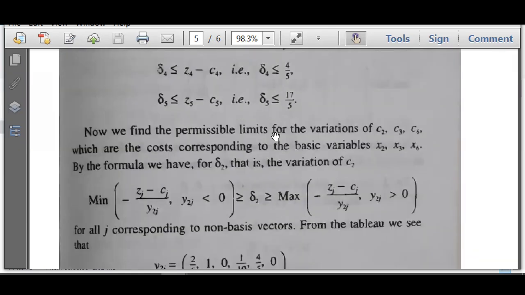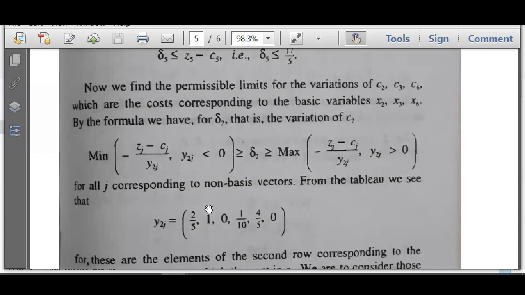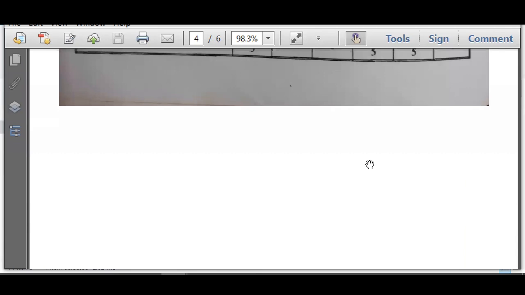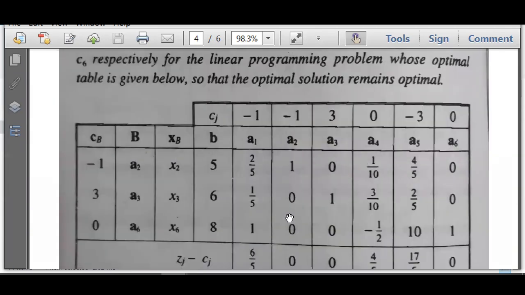Now let us consider y2, because c2 corresponds to x2. First I am just considering this one. So what is del 2's limit? Via the theory, this is del 2's limit. So how am I going to find this? Let us correspond to the column, the second column, this one.